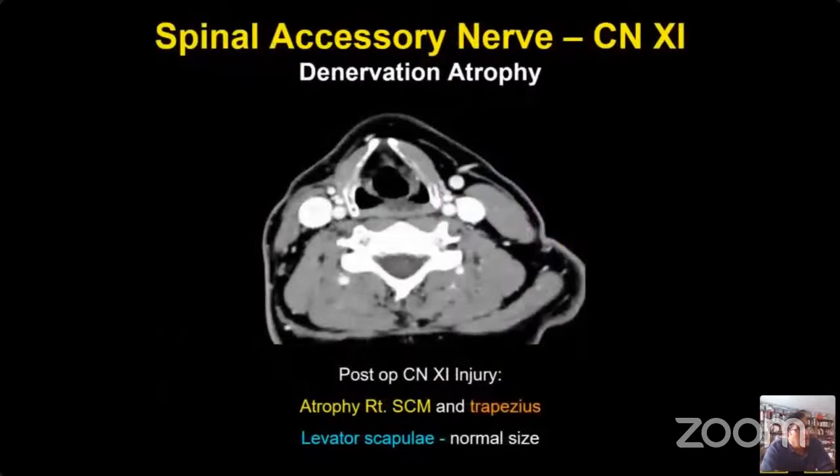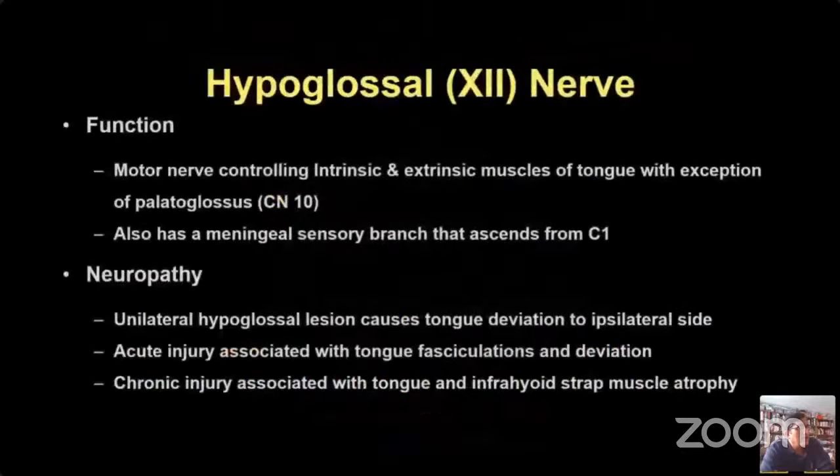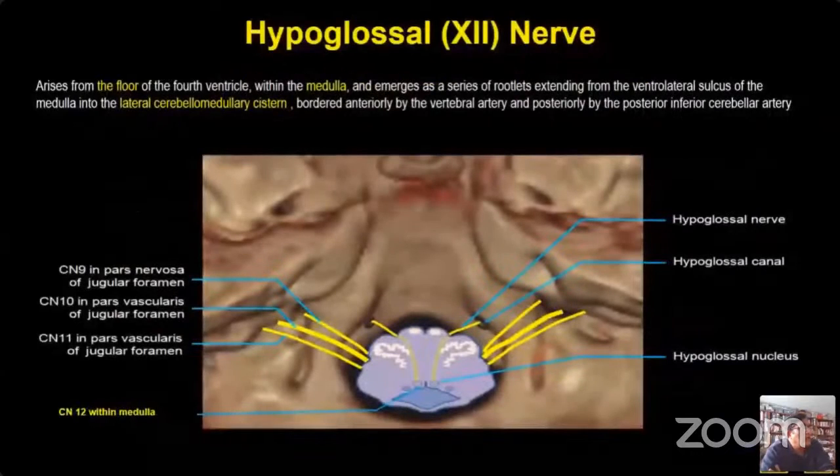And then again, another case of denervation atrophy. You can see how the sternocleidomastoid and the trapezius muscles show atrophy. That's actually the normal size levator scapulae muscle. Coming to the last nerve, which is the hypoglossal nerve, the 12th cranial nerve, a very important nerve. And that is the one which arises from the ventral surface of the brainstem. So it arises from the ventral surface.